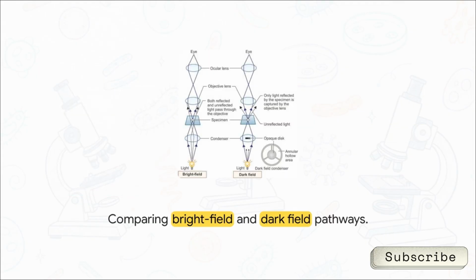Now, check out this brilliant little modification. Notice how the standard bright field pathway compares to the dark field pathway? See how the dark field condenser uses a central opaque disc? Well, that opaque area totally blocks direct light from hitting the lens. This means only the oblique, unreflected light that actually bounces off the specimen makes it into the objective lens. It's a really clever trick.